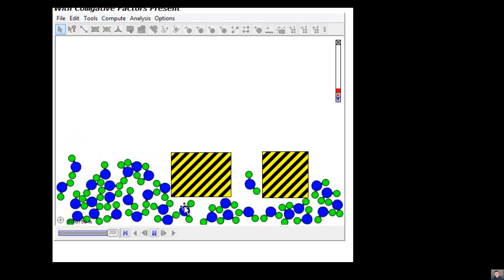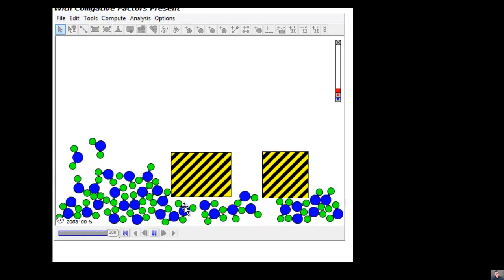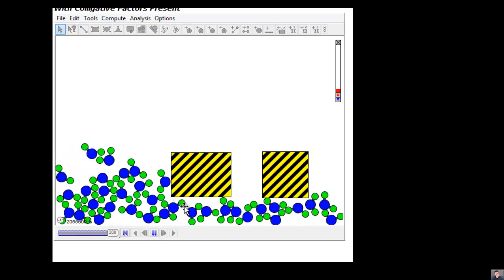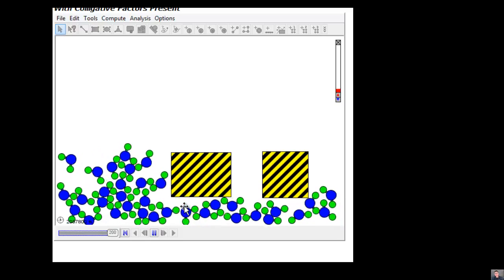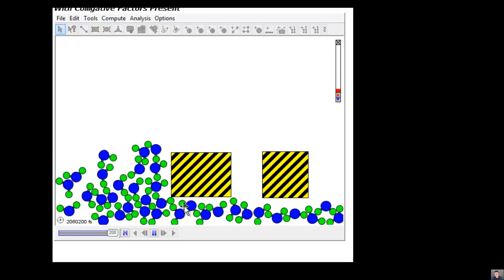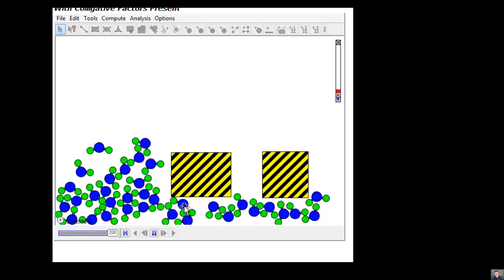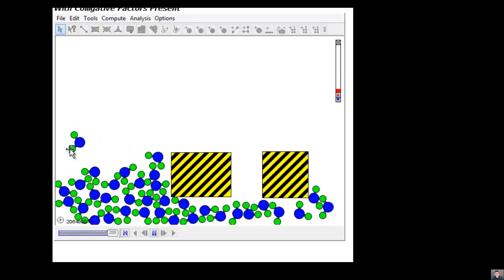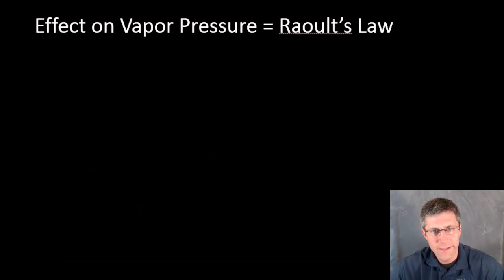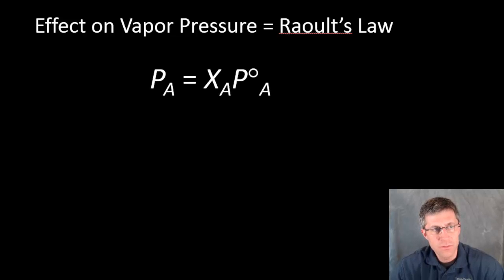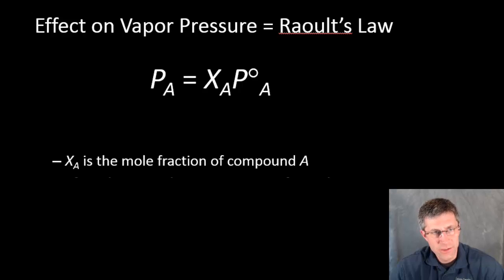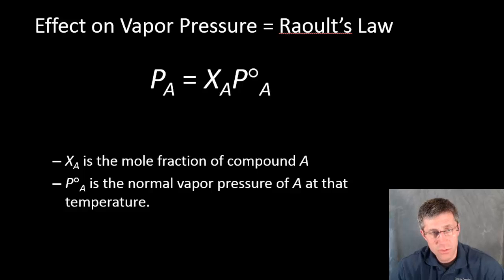In this case, the vapor pressure that I observe when I have a bunch of stuff dissolved in a solution is going to be less than the vapor pressure that I would observe without anything there. Things at the surface are preventing molecules from escaping into the vapor phase. For vapor pressure in particular, we have a way of quantitating this. We call this Raoult's law, which says that the vapor pressure that we observe is equal to the mole fraction of the solvent times the vapor pressure that we would expect to observe for that solvent under standard conditions.